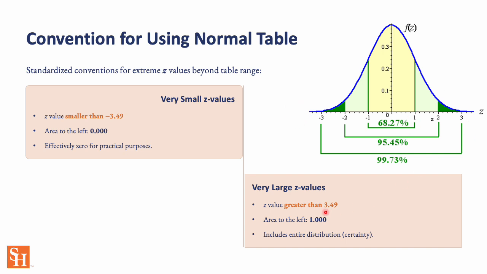And if the G value is greater than 3.49, which is somewhere around here, then the area to the left side becomes 1, right? Here you can see almost all the observations are to the left side of 3.49, so therefore this area is 1, right? And if the G value is 0, then the area to the left side would be 0.5 and the area to the right side as well is 0.5, right?